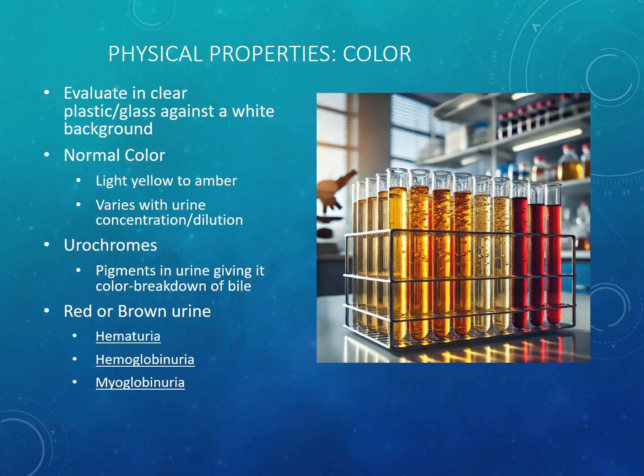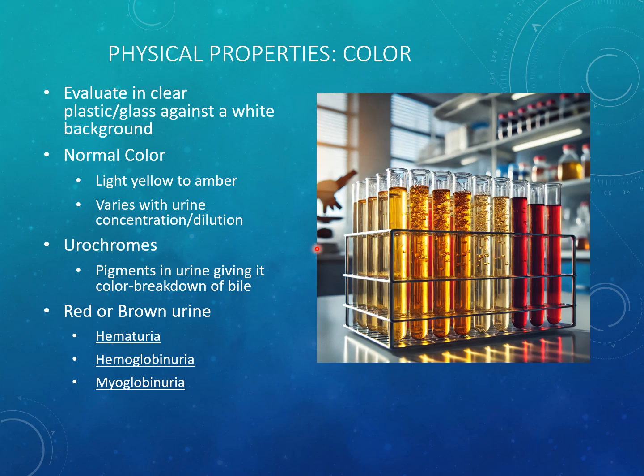The first thing that we evaluate in the physical portion of the urinalysis is the color. Normal urine is a light yellow to straw amber color. This is normal urine all the way here on the right. And if we're overhydrated, it's going to be pale yellow. And if we're dehydrated, it's going to be concentrated and be a darker yellow. Urine can range anywhere from yellow to orange to red to brown, depending on its contents and its concentration or dilution.